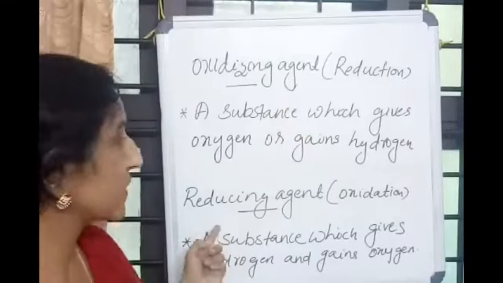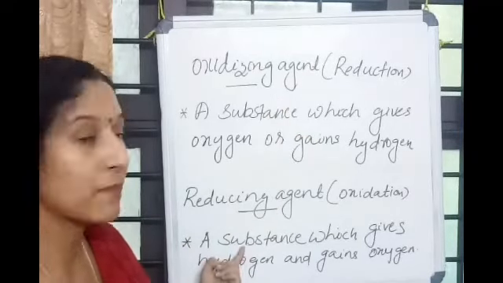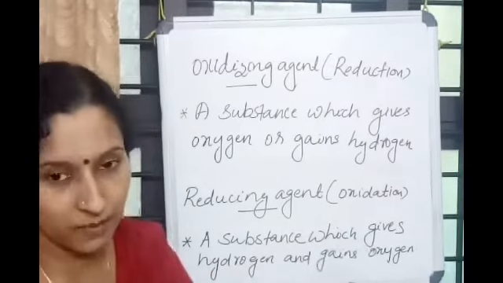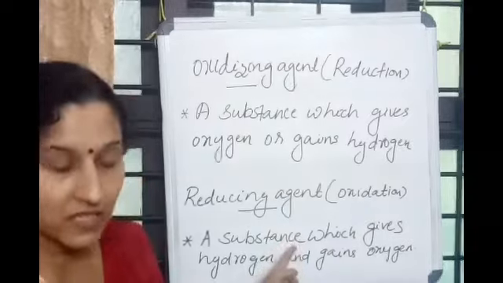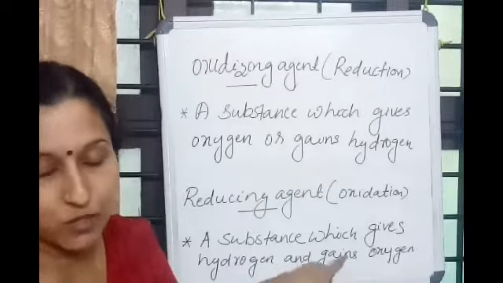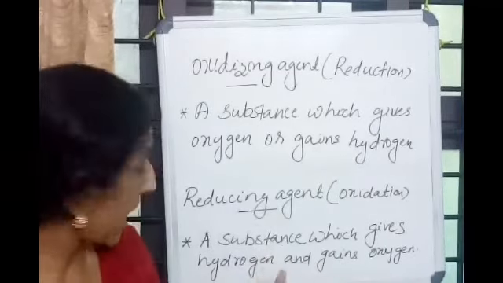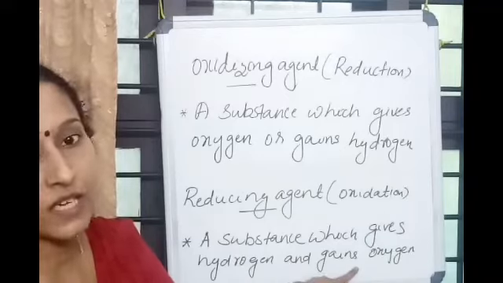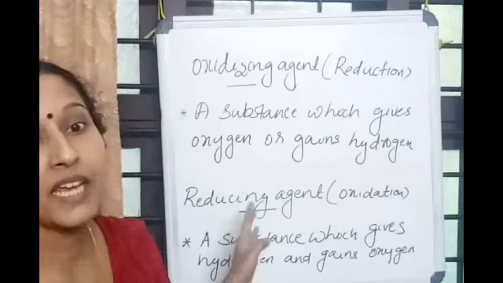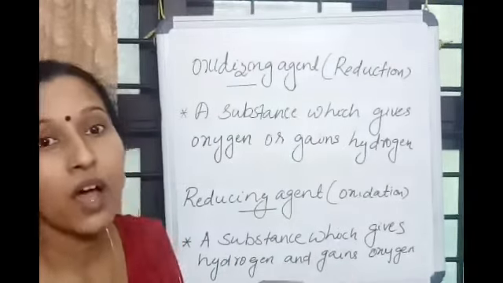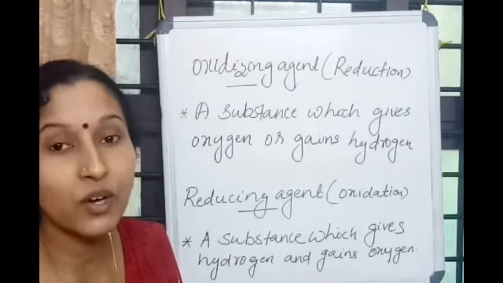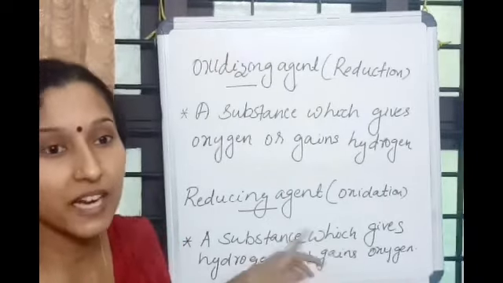Then what is a reducing agent? A reducing agent is a substance which gives hydrogen and gains oxygen. What is oxidation? Oxidation is a process in which there is gain of oxygen and loss of hydrogen. So if a substance undergoes oxidation, it acts as the reducing agent.